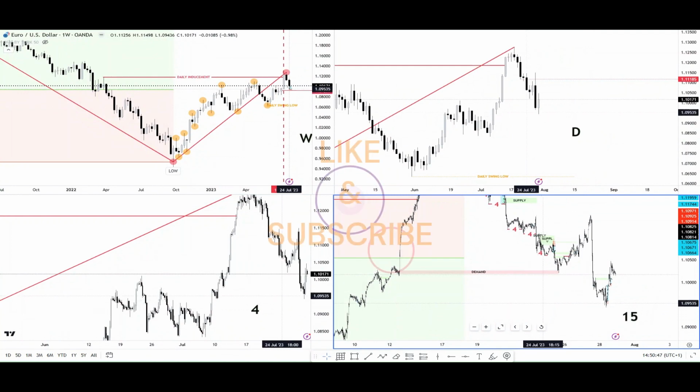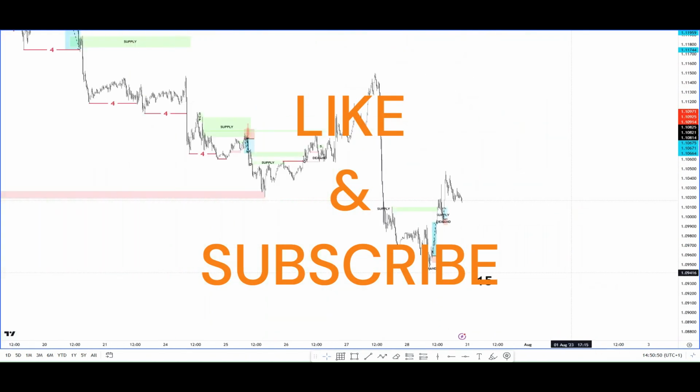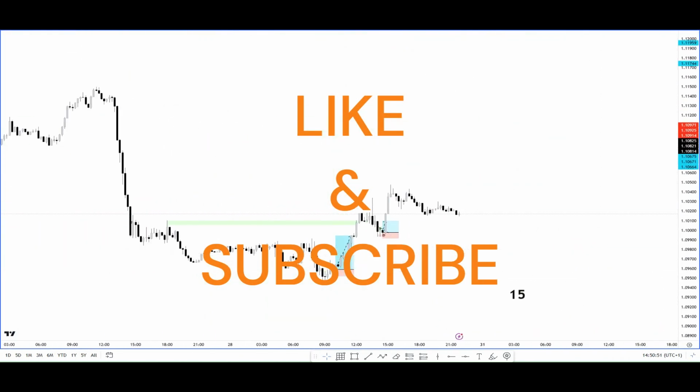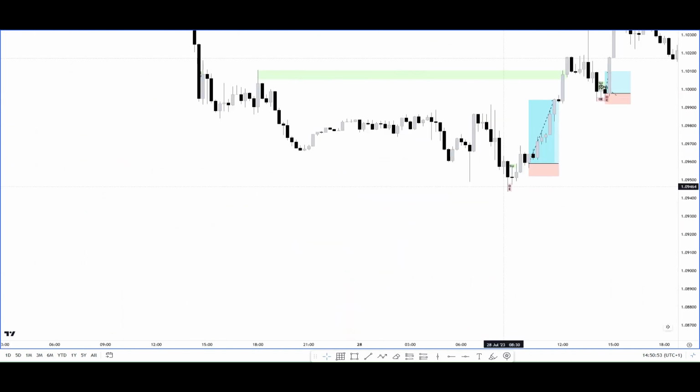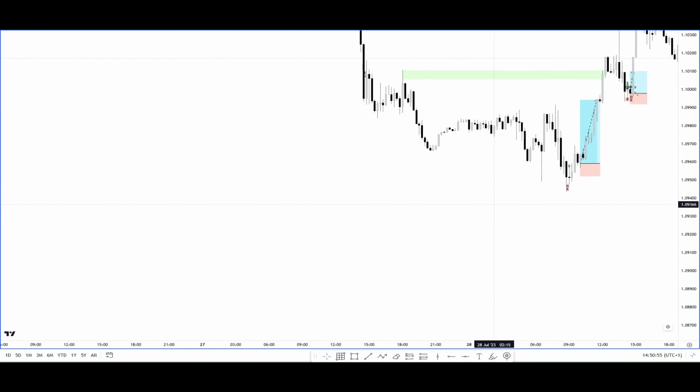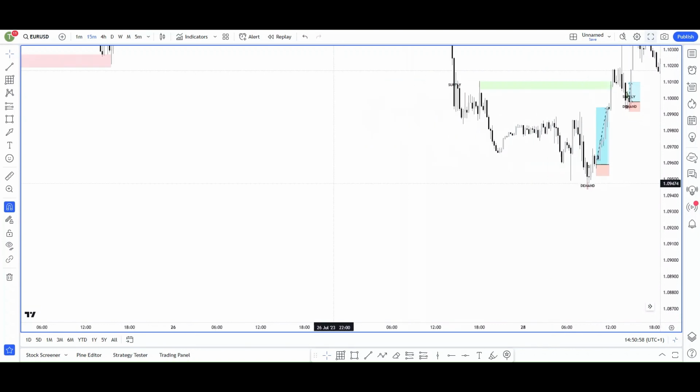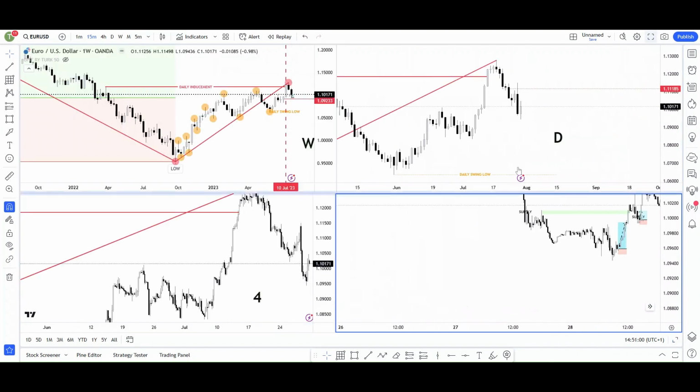So today, let me jump on this chart down here. I'm going to show you why I entered and how I got this 5R trade. So we'll just jump out of that one and we'll start from the beginning.